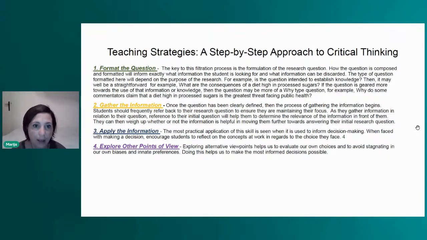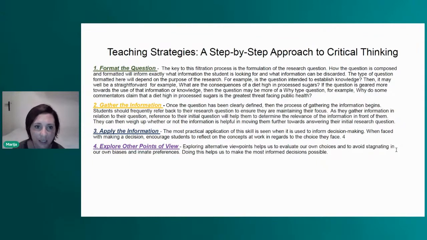Formulate the question. This means that the key to this filtration process is the formulating of the research questions. How the questions are composed and formatted is exactly what information the student is looking for and what information can be discarded. The type of question formulated here will depend on the purpose of the research. For example, is the question intended to establish knowledge? Then it may be straightforward. For example, what are the consequences of a diet high in processed sugars?